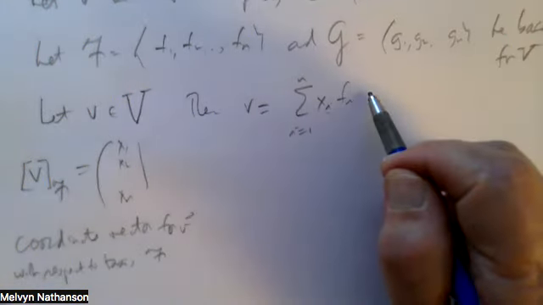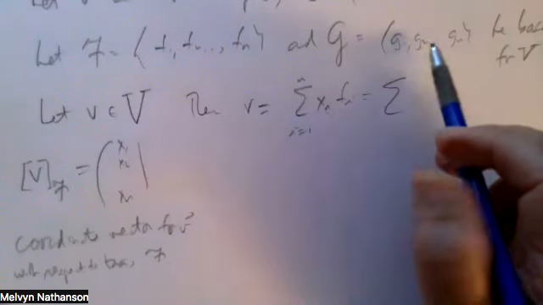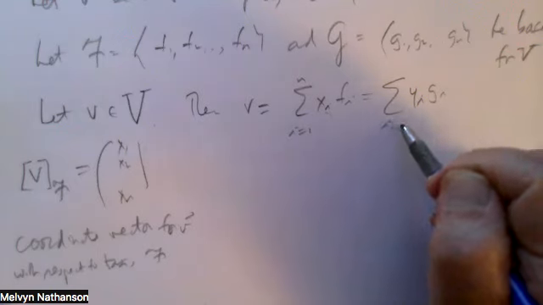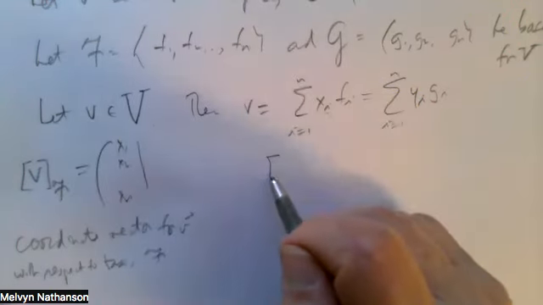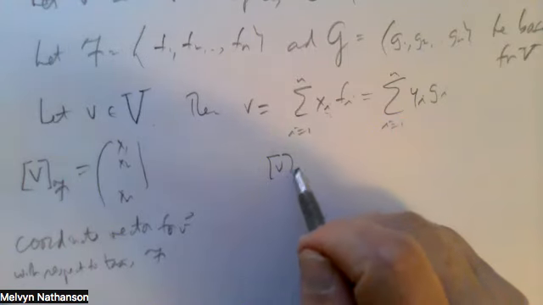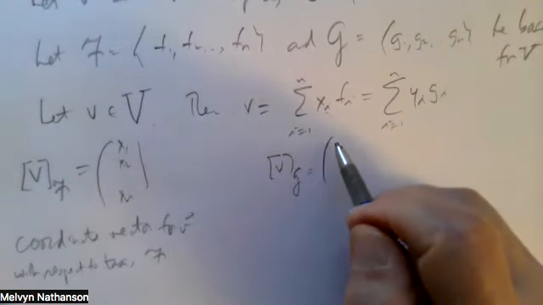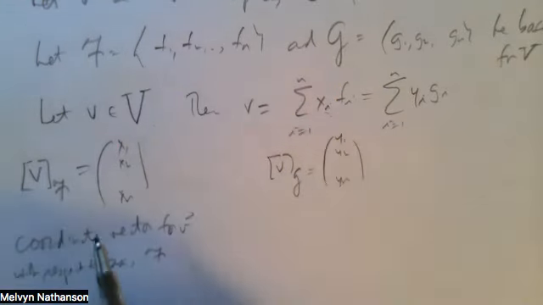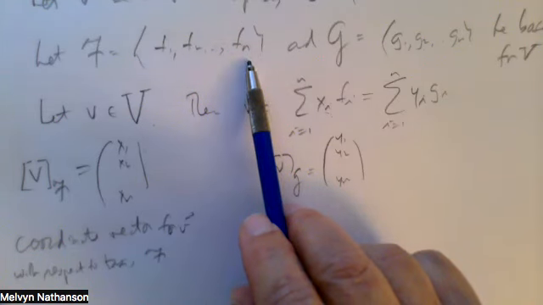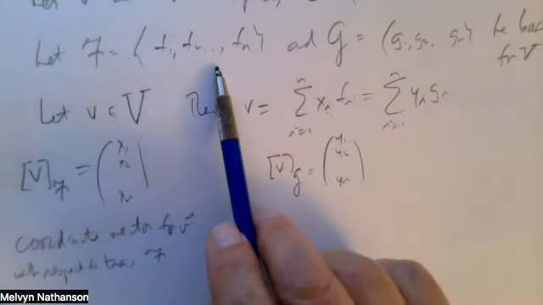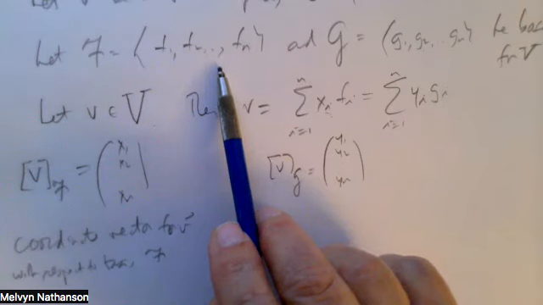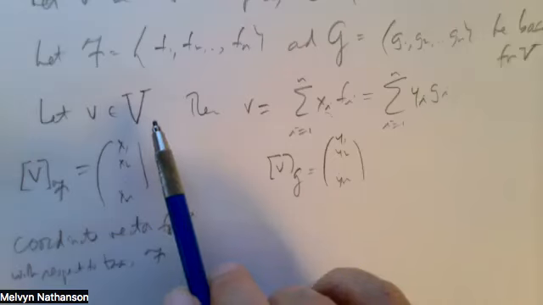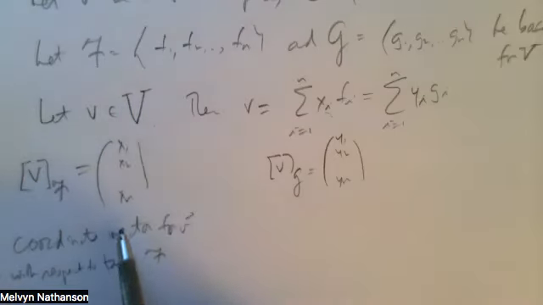But we can also write V as a linear combination of the vectors in the second basis, say y_i g_i, i goes from 1 up to n. And the coordinate vector for V with respect to the basis G is y1, y2 up to yn. So if you have two bases for a vector space, every vector is a unique linear combination of the vectors in a basis, but those coordinates, the coefficients of the vectors, depend on the basis.